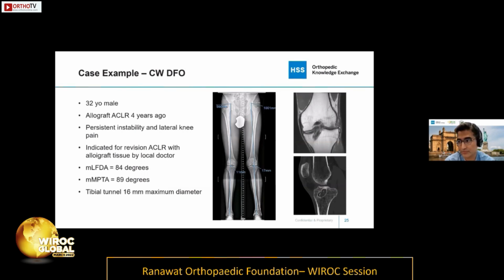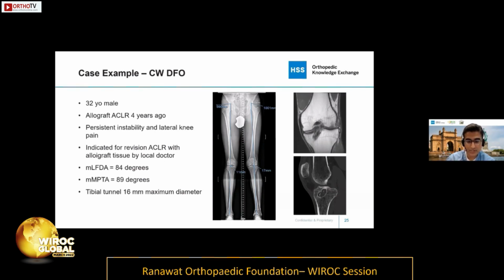So closing wedge DFO is what I showed you in the planning. He is a 32-year-old male. We're talking about the left lower extremity. He had an allograft ACL reconstruction 4 years ago, presented to me with persistent knee instability and lateral knee pain. Talking to him, his bigger issue was the knee pain rather than the instability. He was indicated for a revision ACL reconstruction with allograft tissue by his local doctor. And in terms of the numbers, an MLDFA 84, MPTA 89, and a tibial tunnel 16 millimeters maximum diameter.